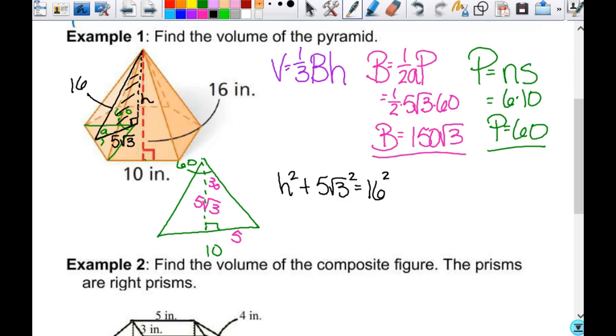Yes, it'll always go to the midpoint of the base, yes. Right. Yes. Yes.